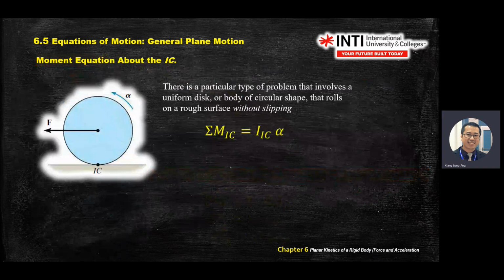There is a particular type of problem that involves a uniform disk, a body of circular shape that rolls on a rough surface without slipping. You will be seeing this many times in chapters 6 and 7. So without slipping, you use the moment equal to I alpha, but now you're using the IC equation, which is here. Again, how do you find this point? You just use your ruler at 90 degrees, go down, and you find the point.